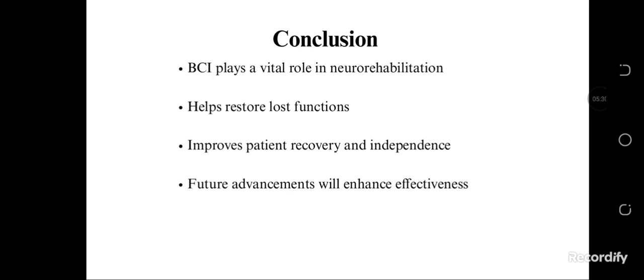Next, we are in the conclusion part. Let's conclude this session: BCI plays a vital role in neurorehabilitation. We understand this from this concept. It also helps to restore the lost functions and improves patient recovery and independence. The future advances will enhance the effectiveness of this system.